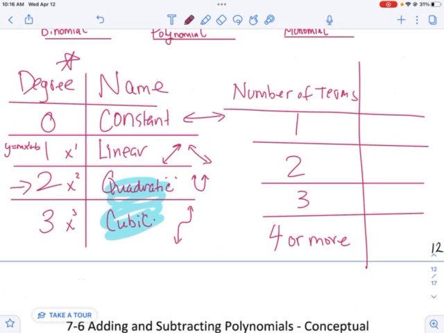Now, we can also classify by the number of terms. In your name, you know these already. If you have one term, monomial. 2 terms, binomial. 3 terms, trinomial. And 4 or more, we just call a polynomial.